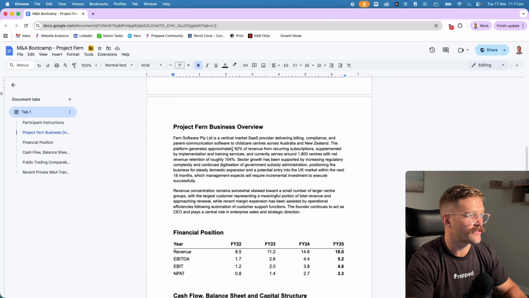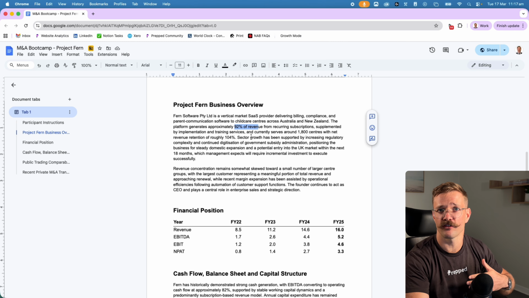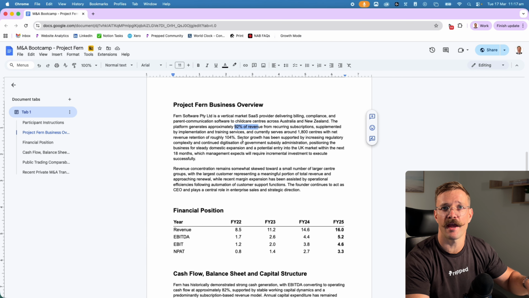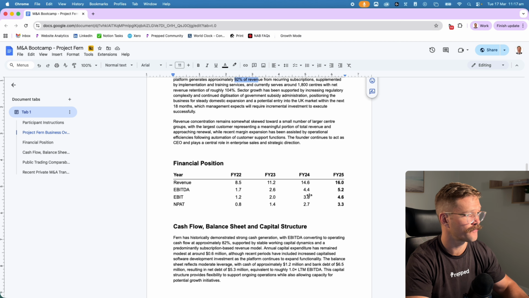As we're reading through this, it's a SaaS provider. We've got 92% revenue from recurring subscriptions with a revenue retention of roughly 104%. The reason this is important is we're going to look at some comparables later on, and we need to see how this business compares to public companies and private transactions as well. Going through it, we can see the company is growing year on year, both revenue and EBITDA wise. It looks like it's growing in EBITDA percentage as well, but we'll take a look at that.